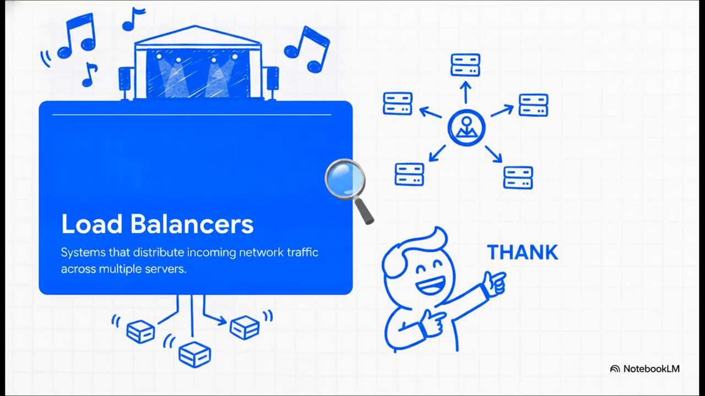Have you ever tried to buy hot concert tickets online and somehow the site didn't crash? Well, you can thank a load balancer for that. These are the crucial systems that distribute incoming network traffic across multiple backend servers. At an architectural level, you're typically choosing between Layer 4 and Layer 7 load balancing. Layer 4 operates at the transport level, routing traffic purely based on IP addresses and TCP ports, which makes them incredibly fast and resource efficient.